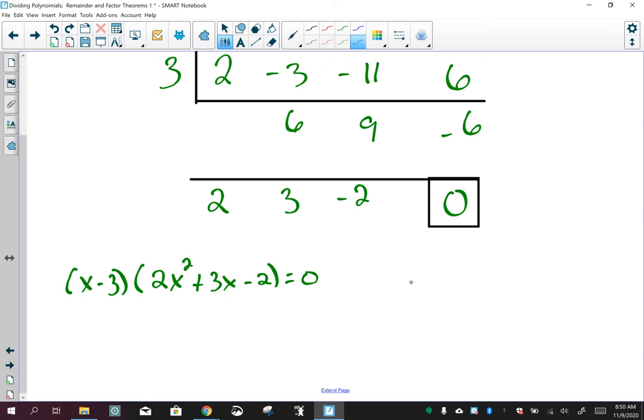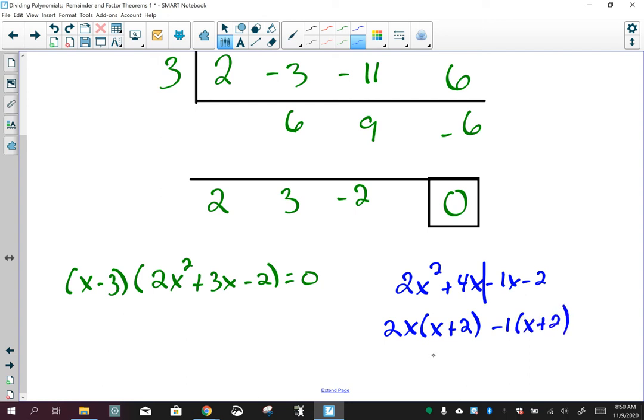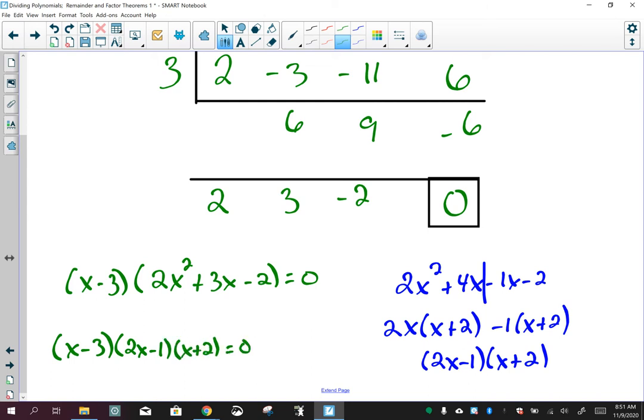So over here off to the side, I have 2x squared plus 4x minus 1x minus 2. Split this in half. This gives me a 2x, x plus 2. I'm going to pull out a negative 1 so I can get my x plus 2. Combine things back over. So that means when I completely factor this, I have x minus 3, 2x minus 1, and x plus 2. Those are my factors for this, okay?